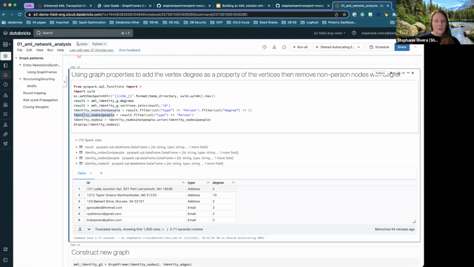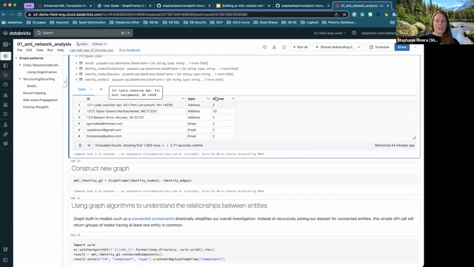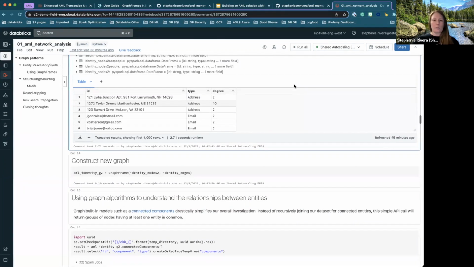And then in the next line, we make sure that we are keeping the people that are of degree 1. As we continue down here, you can see the address is degree 2, meaning it's shared with 2 different people. Here's another address that's actually being shared with 10 different people, making that far more suspicious. Unless you have a house with 10 different people living in it, it happens, but it is less likely than 2 people living in a house together.